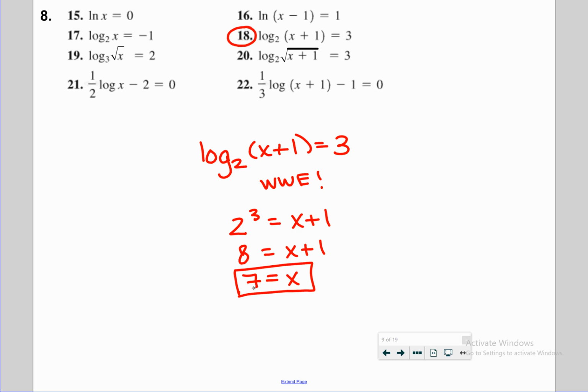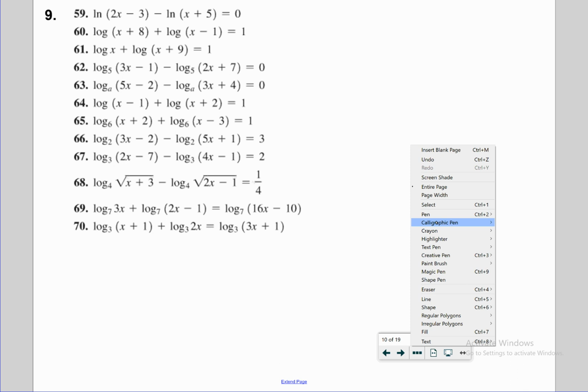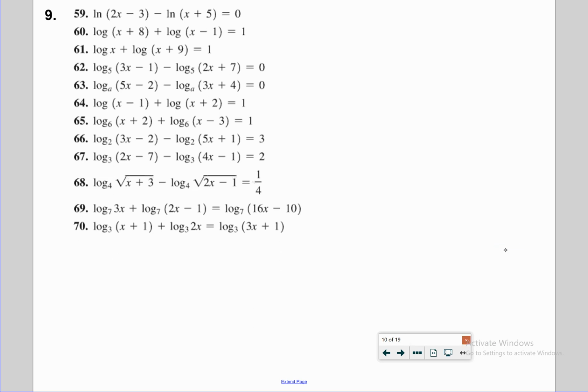Okay. All right, we just got one more. This is where we have multiple logs in one problem. Again, like we practiced yesterday. Pick a number.